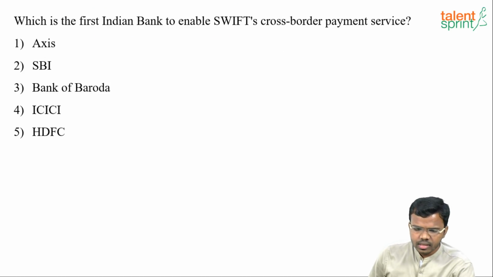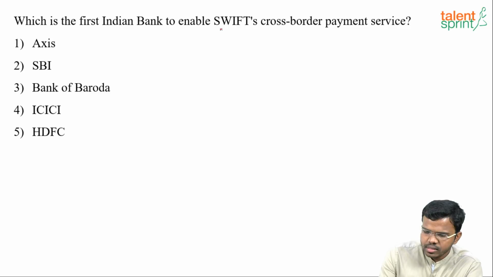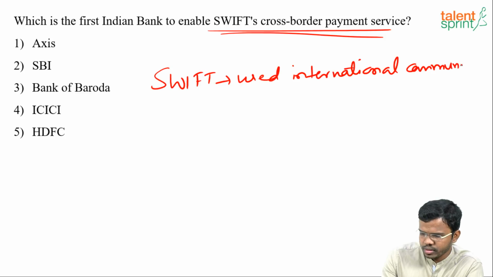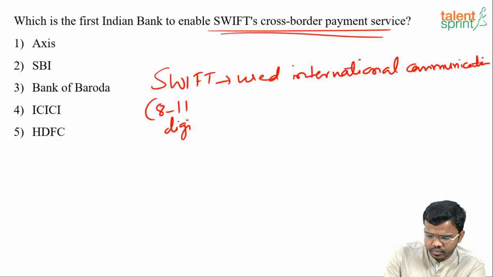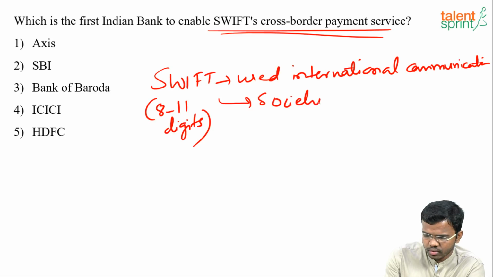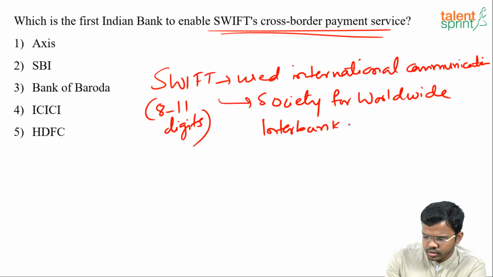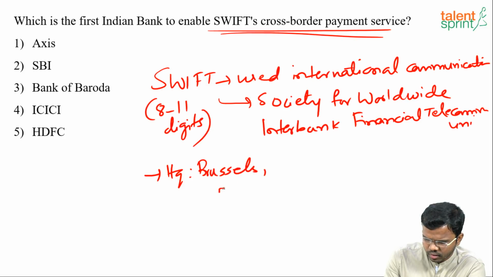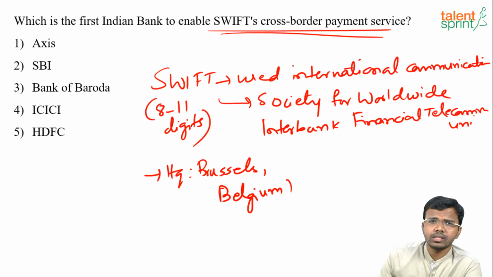Which is the first Indian bank to enable SWIFT's cross-border payment service? What does SWIFT stand for? SWIFT is used for international communications. That means to communicate between the banks, the SWIFT code is used. It ranges from 8 to 11 digits. It stands for Society for Worldwide Interbank Financial Telecommunication. Its headquarters is in Brussels, Belgium. It is an 8 to 11 digit alphanumeric code.